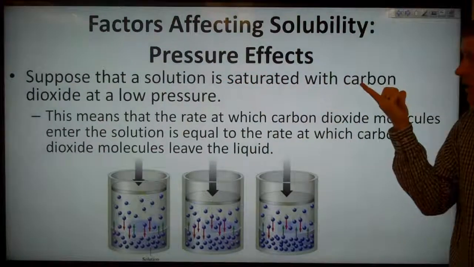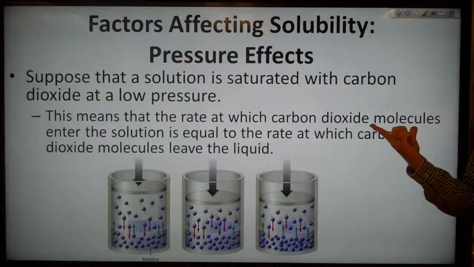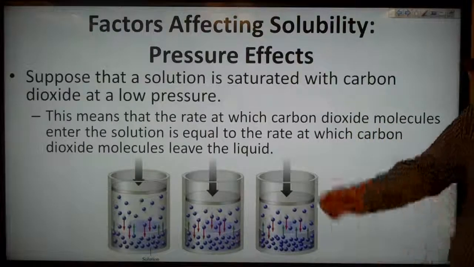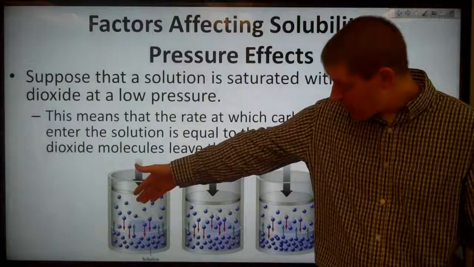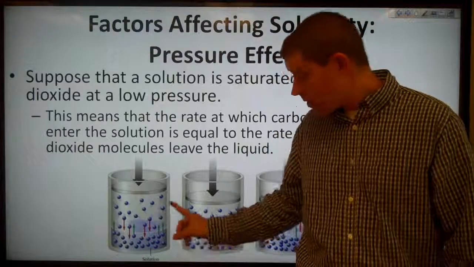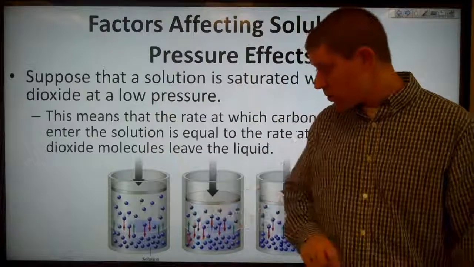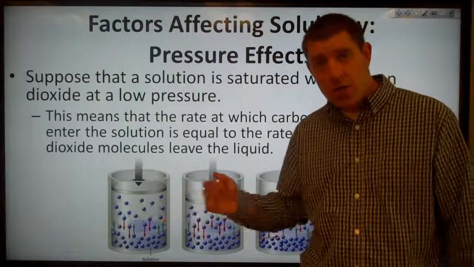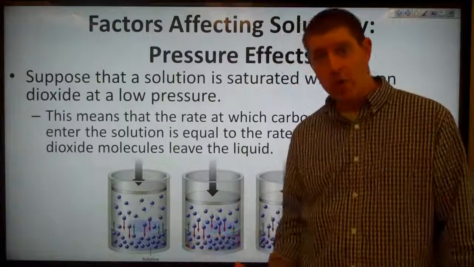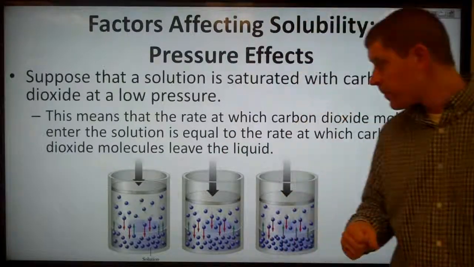So suppose that a solution is saturated with carbon dioxide at low pressure. This means that the rate at which carbon dioxide molecules enter the solution is equal to the rate at which carbon dioxide molecules are leaving the solution. That's the case over here on the left. We have some carbon dioxide molecules that are leaving solution, these are the green arrows pointing upwards. We have some carbon dioxide molecules that are entering solution, those are the red arrows pointing downwards. Note that in this case, there are the same number of arrows of each type. There are 4 pointing down, 4 pointing up. So over time, the carbon dioxide concentration is not changing.